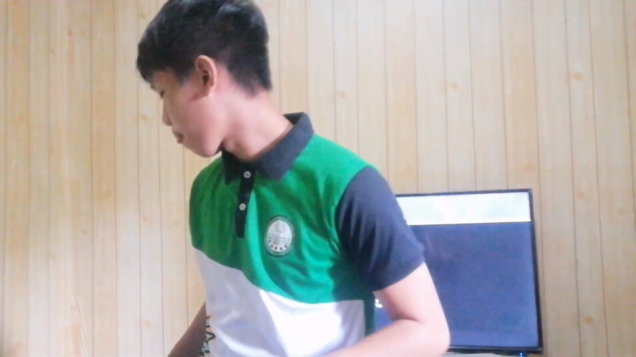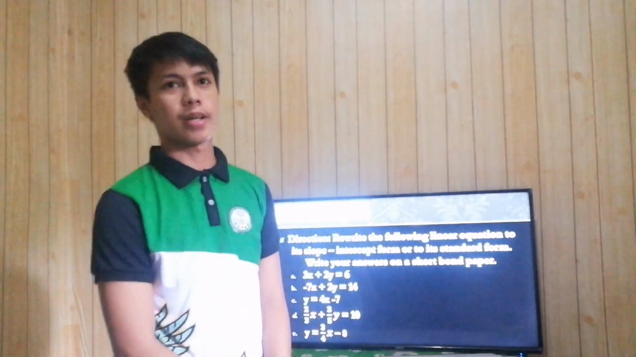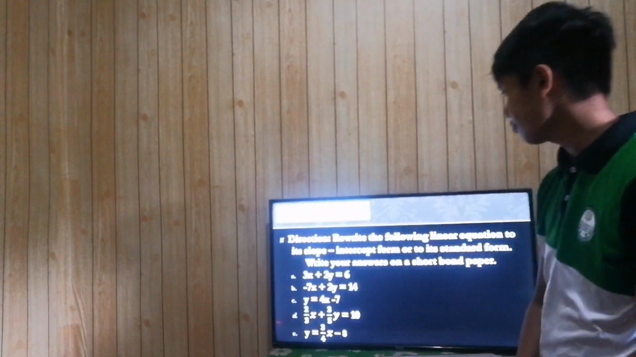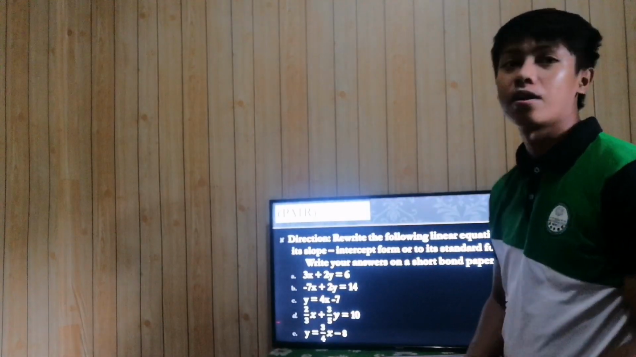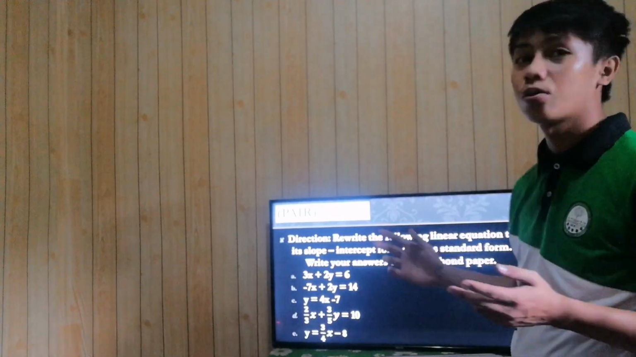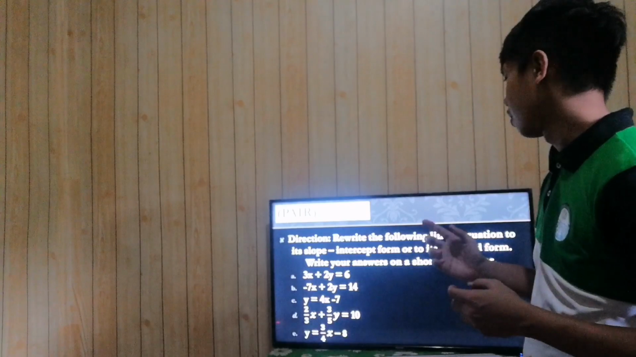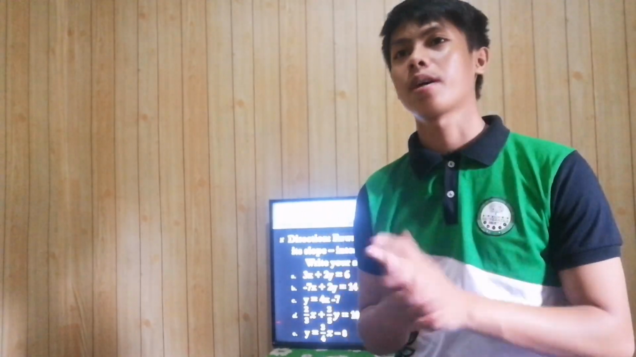Okay, very good. Now, let's proceed with our second activity. So, for our second activity is by pair pa rin. So, kindly read our direction. Okay, very good. Now, the direction is to rewrite the following linear equation to its slope-intercept form or to its standard form. Write your answer on a short bond paper. So, by pair, hanap ulit kayo ng ka-pair nyo.